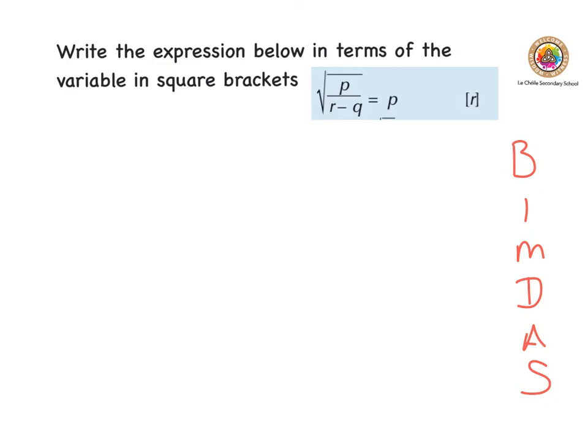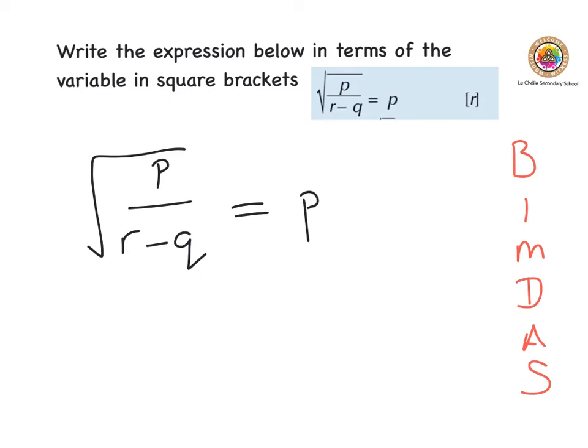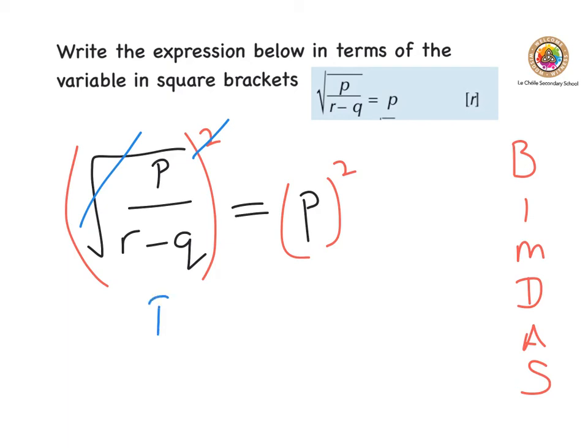So rewriting that down here, I have p over r minus q, it's all under the square root sign, is equal to p. Well, the first thing I need to do is to square both sides. So I'm going to square this side, which means equally I'm going to square that side. Now this square root and that square, they cancel. So the first bit that I have here is that p over r minus q is equal to p squared.